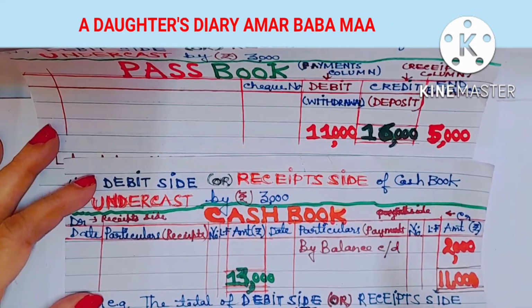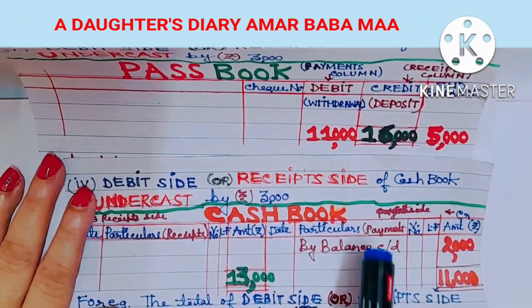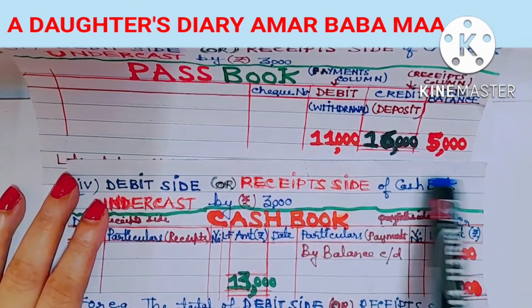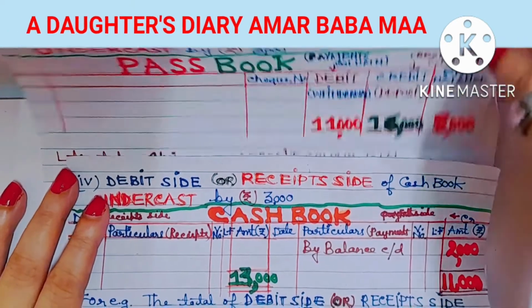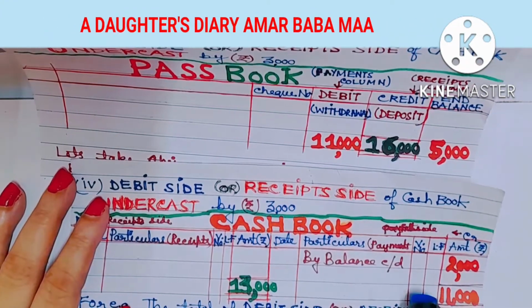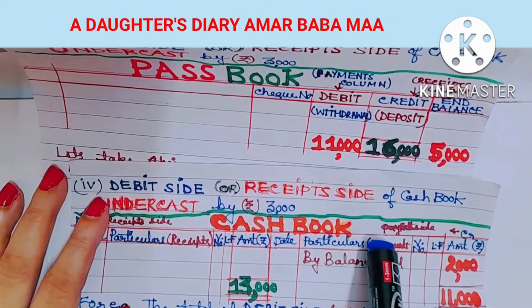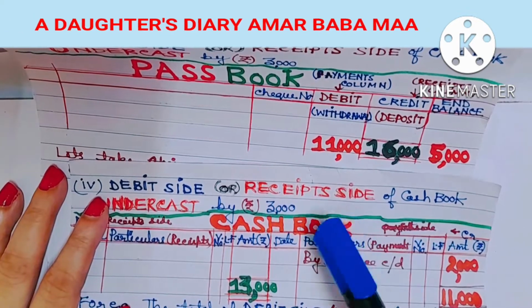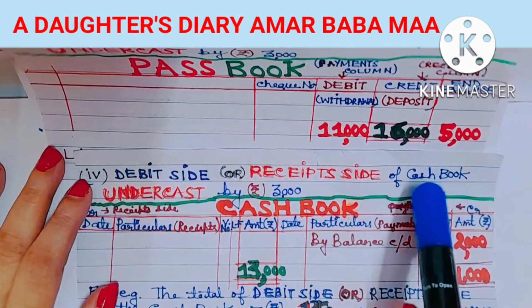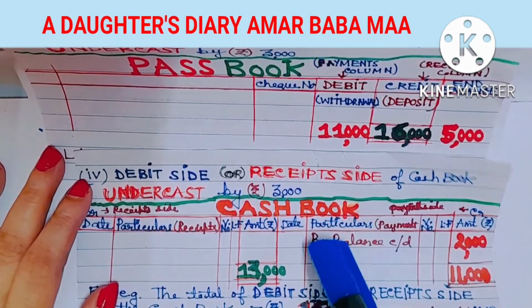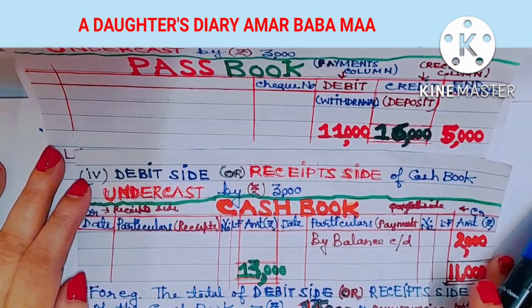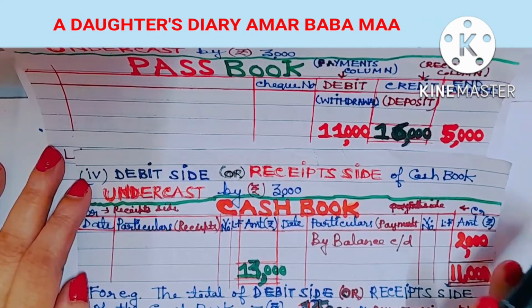So what is our job? Our job is to make cash book balance equal to passbook balance. But passbook is not given in the problem, cash book is given in the problem. So whatever changes we have to make, we make in the cash book. Understood? So if we add rupees 3,000 in the cash book, then cash book balance will be equal to passbook balance. So let's add rupees 3,000 in the bank reconciliation statement or BRS.